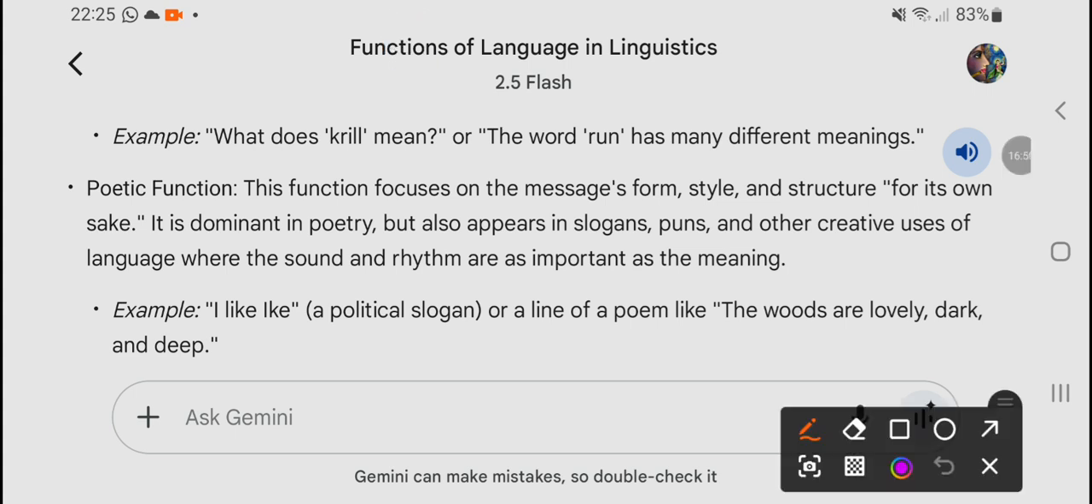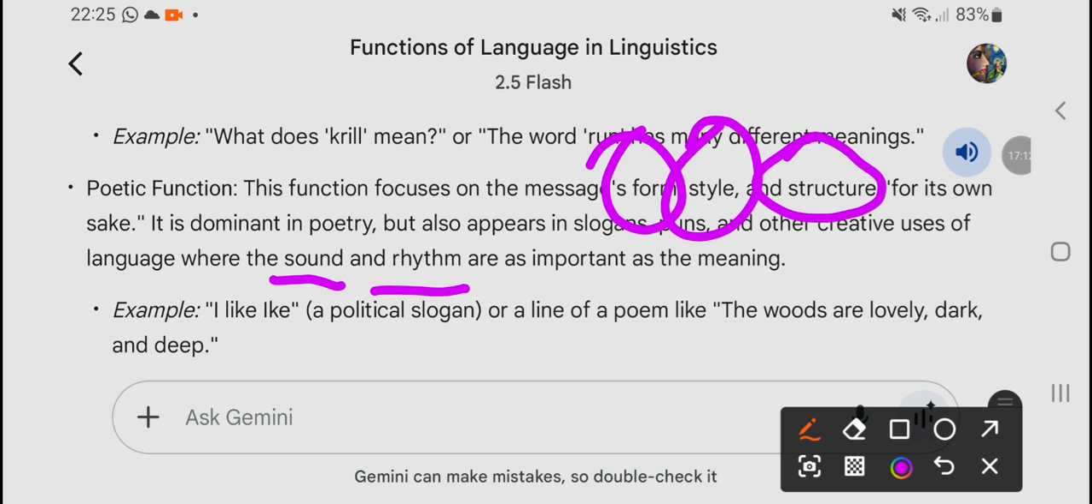So sometimes we use sound and rhythm, sometimes we may maintain a rhyming pattern, right? So we select words according to the rhyming pattern. We select words so that the structure is different, the style is different, the form is different, to create a slogan or poem, or creative use of language, dialogues and all. So that is called poetic function, to make our speech or our message more effective.